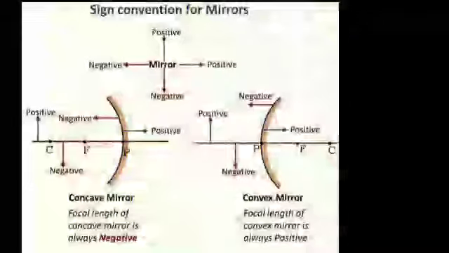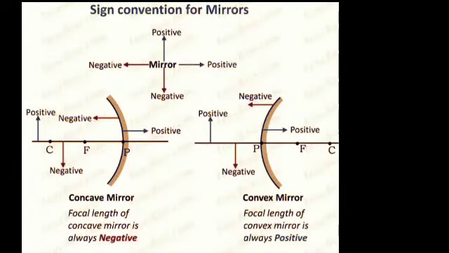The next topic is Cartesian sign conventions. The uses of convex and concave mirrors are omitted from your syllabus. According to the Cartesian sign convention, the pole of the mirror is taken as the origin. The principal axis is taken as the x-axis of the frame of reference. The sign conventions are as follows. The object is always kept on the left of the mirror.